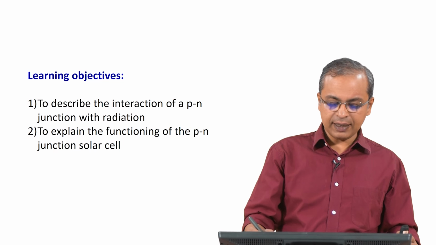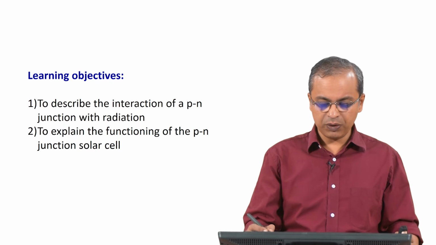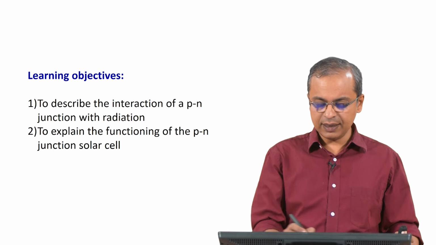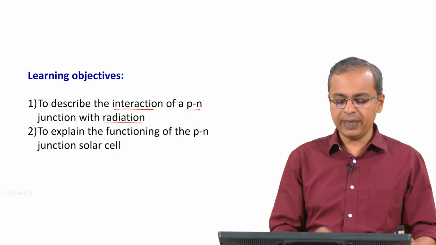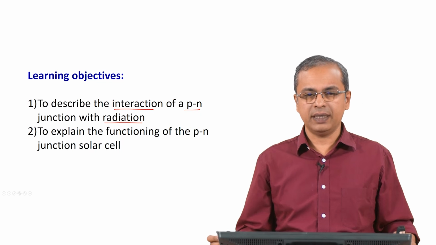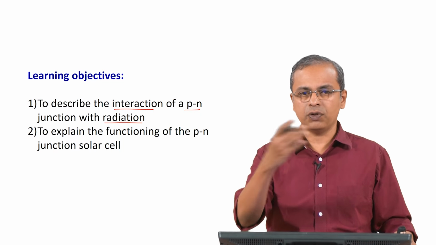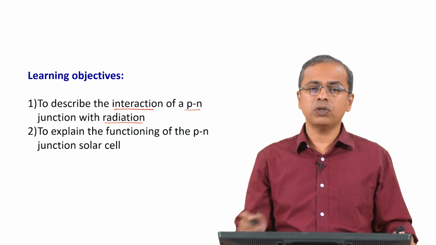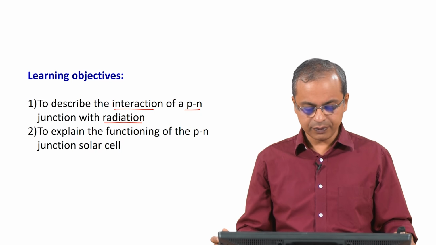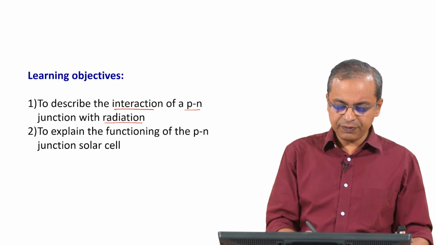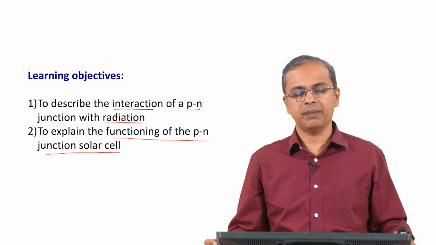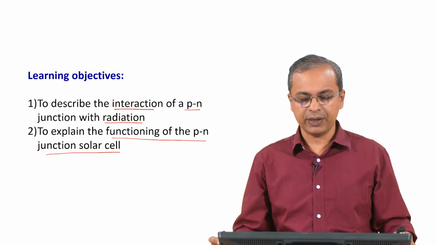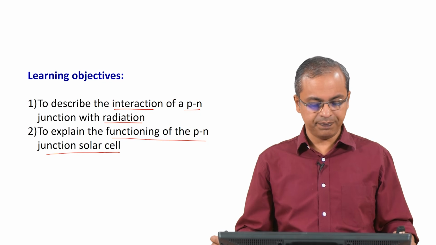So we are going to look at the learning in terms of learning objectives. We are going to describe the interaction of a p-n junction with radiation. Okay, so a p-n junction, how does it interact with radiation? Once radiation is incident on it, what are the phenomena that are occurring in it, and what is the consequence of that phenomena? And in that context we would like to explain the functioning of a p-n junction solar cell. So that is the basic idea that we would like to pursue through this class.